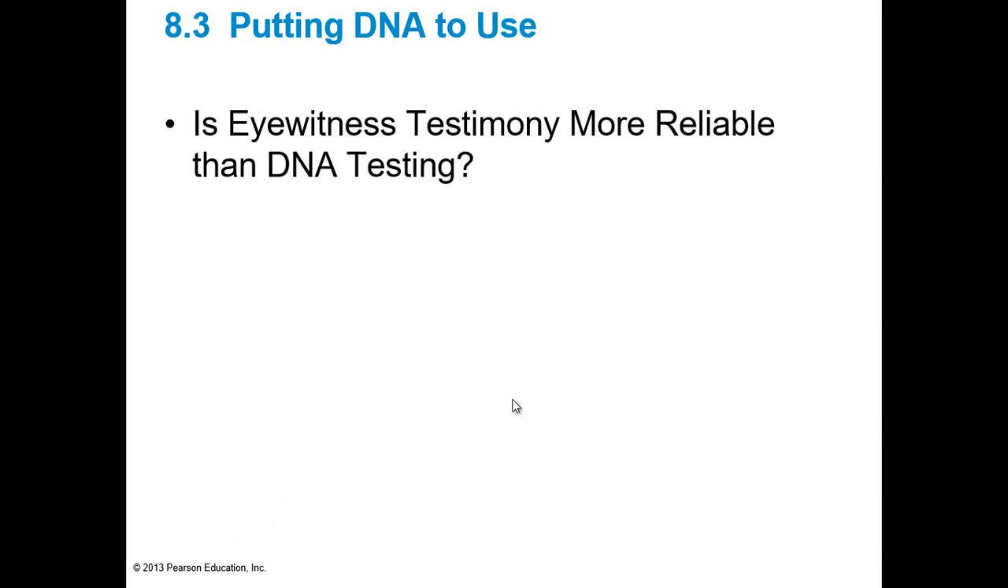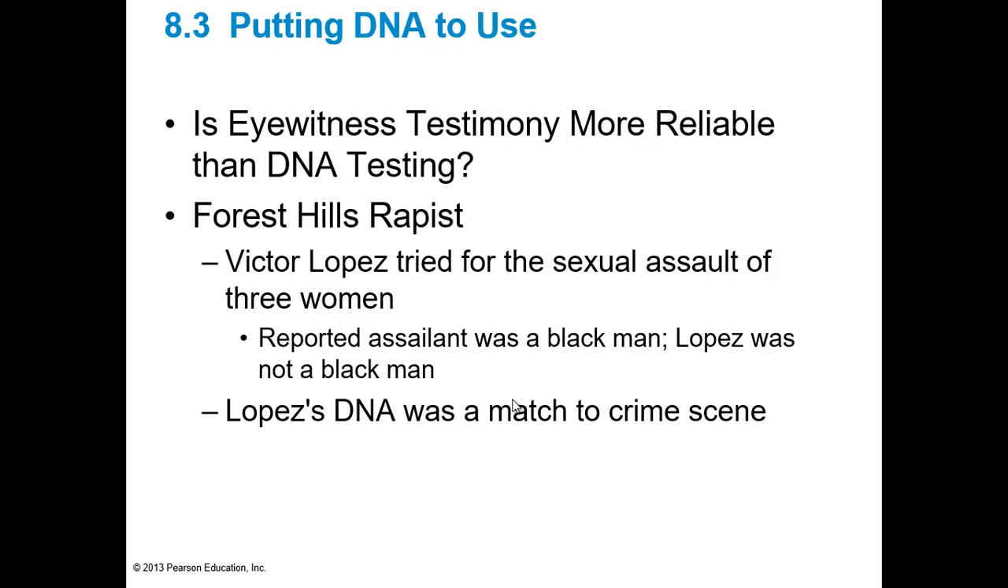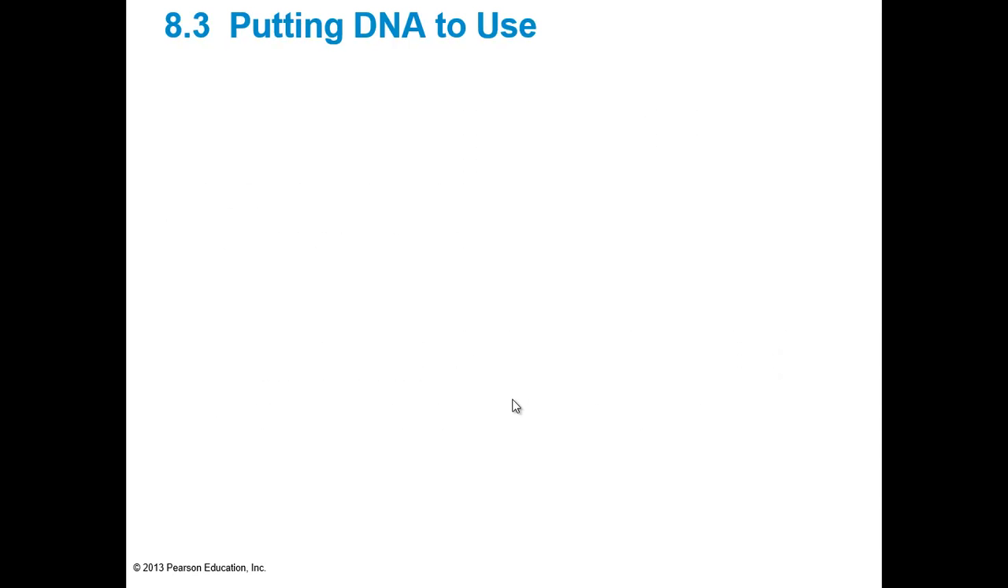Okay. And then you have to look at how reliable DNA testing is. Eyewitness testimony is actually a really strong standard, and in law, culpability is established by eyewitness testimony. But it turns out that in the case of the Forest Hills rapist, Victor Lopez, DNA was a match, and he actually was tried for the sexual assault of 3 women. They reported that the assailant was a black man. Lopez was not black, but his DNA was a match to the crime scene.